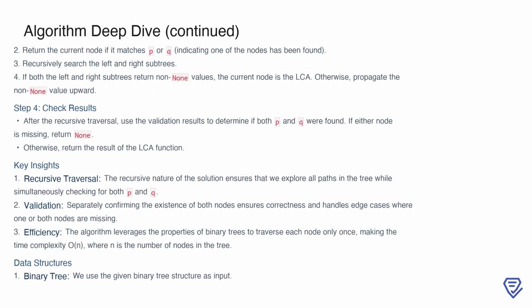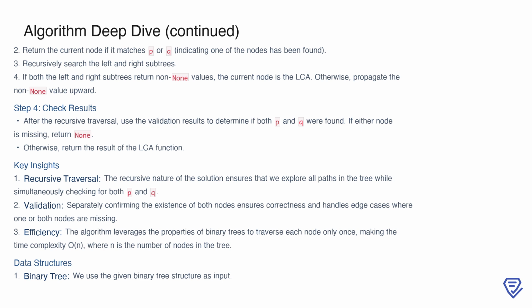The recursive helper function is central to finding the LCA. Here's how it works. If the current subtree is empty, the function returns None. If the current node matches either P or Q, it returns that node, signaling that one of the target nodes has been found. The function then recursively searches both the left and right subtrees. If both subtrees return non-None values, this indicates that the current node is the LCA, as it is the lowest point where both P and Q are found.